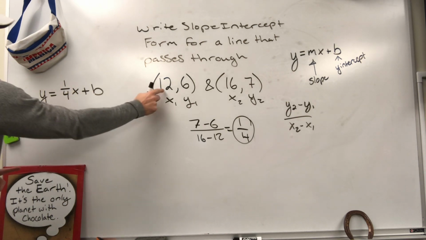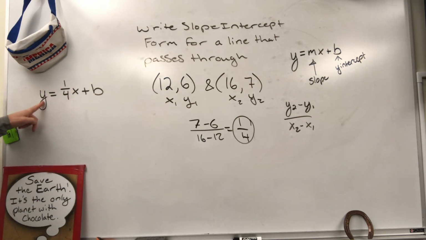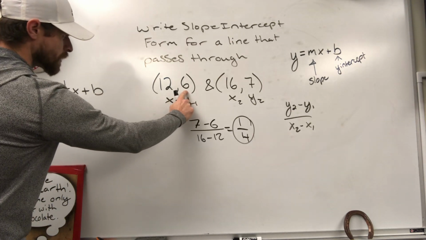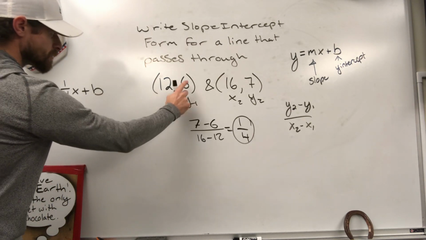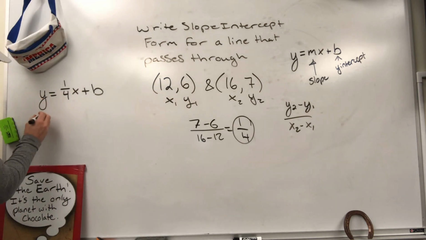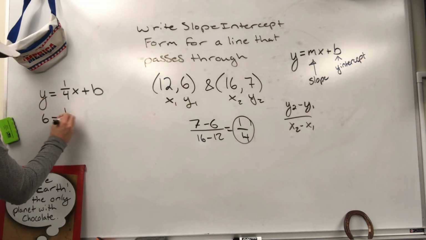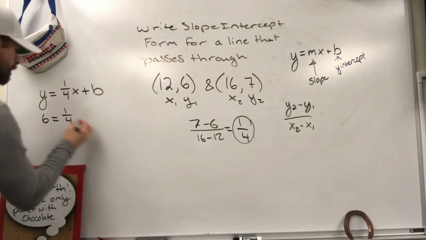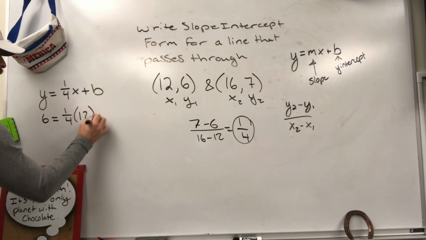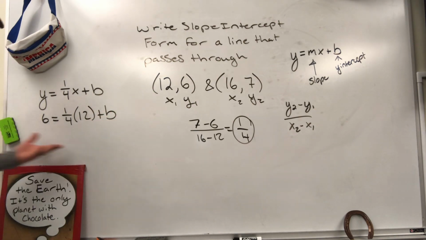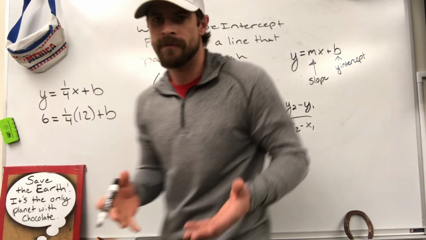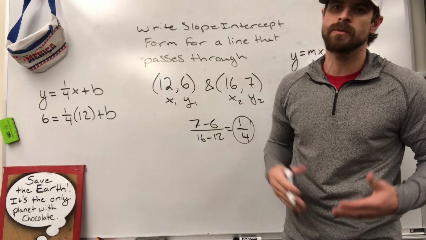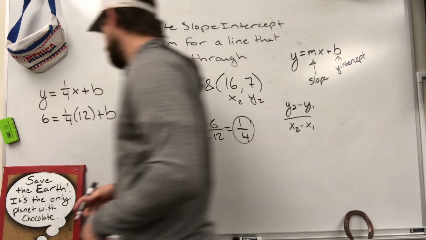but I got to make sure I put them in the right spot. 12 pops up first, and sometimes I see kids put it in there, but that is a y. This is the y coordinate, this is the x coordinate. So 6 needs to go where the y is. 1/4 times x, our x value is a 12, so I'm going to put a 12 in, plus b. Now we have an equation with only one variable. The variable that you see in that equation is b, so we can solve for it by using inverse operations.